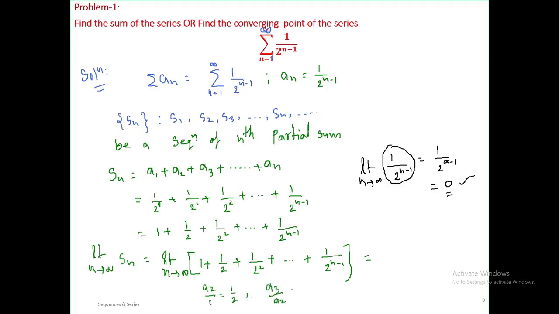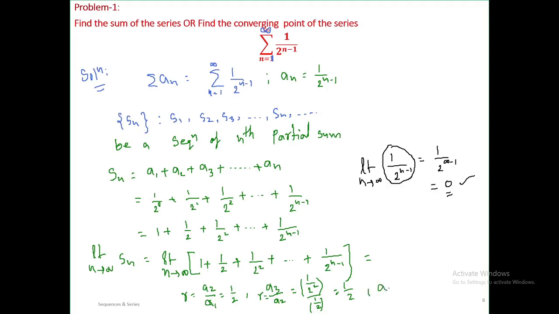What is a3 divided by a2? A3 is (1/2)² and a2 is 1/2, which is again 1/2. Look, we are getting a common ratio. This is r, right? This is the common ratio. So r is the same: a2 divided by a1, a3 divided by a2, a4 divided by a3, a5 divided by a4. If all are the same, then only it is a geometric series. So this is a geometric series with common ratio 1/2 with the first term.